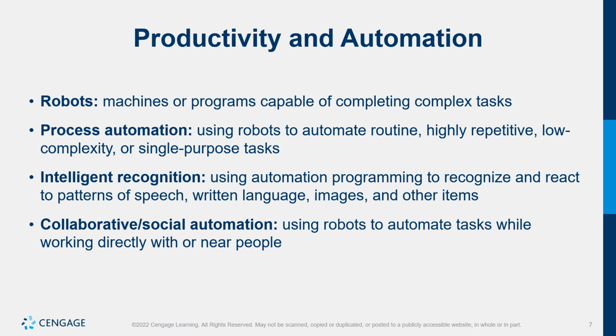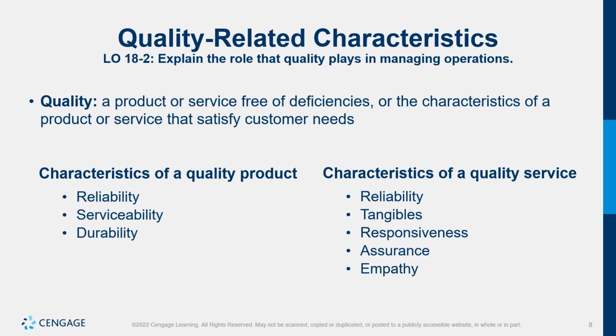Thanks to advances in robotics design and artificial intelligence, we are at the beginning of another surge of automation. This one is driven by robots. Robots are machines or programs capable of completing complex tasks. Work can be automated with robots in three ways: robotic process automation, intelligence recognition, and collaborative social robotics.